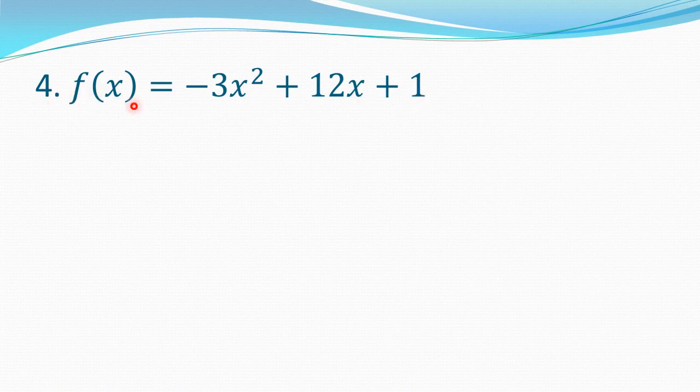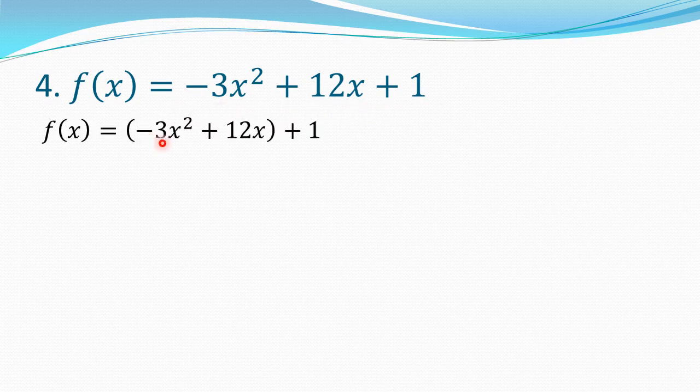Alright, so now our fourth example. F of x equals negative 3x squared plus 12x plus 1. For this one, it's just the same method. Group together the first two terms, negative 3x squared plus 12x. So if it helps you with the parentheses, please do. Actually, I think it would. Now there's a common factor for these two, and it is -3. So we factor out -3, it becomes x squared minus 4x plus 1.